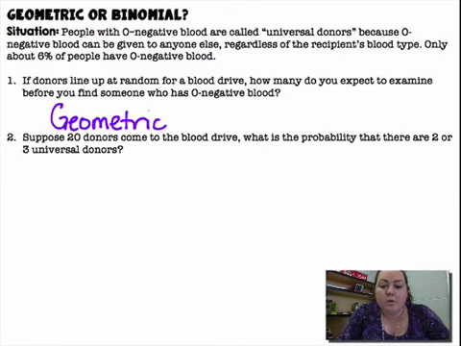Suppose 20 donors come into the blood drive. What is the probability that there are 2 or 3 universal donors? So this is finding it for a specific number of trials. So that's binomial.